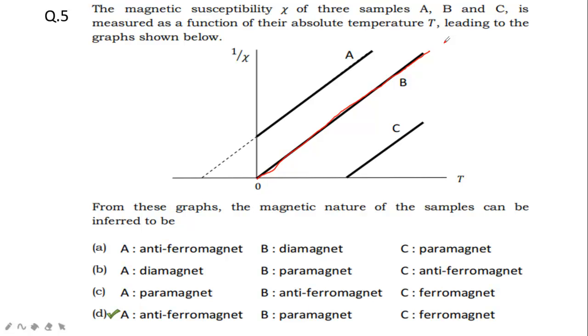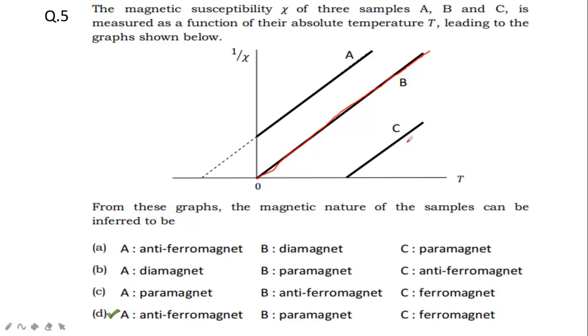Now let's talk about diamagnets. If between A and C anyone is a diamagnet, let me tell you first that the susceptibility of diamagnets is usually negative, so it goes negative, and there is some dotted line here, not for sure. So between A and C, no one is a diamagnet.